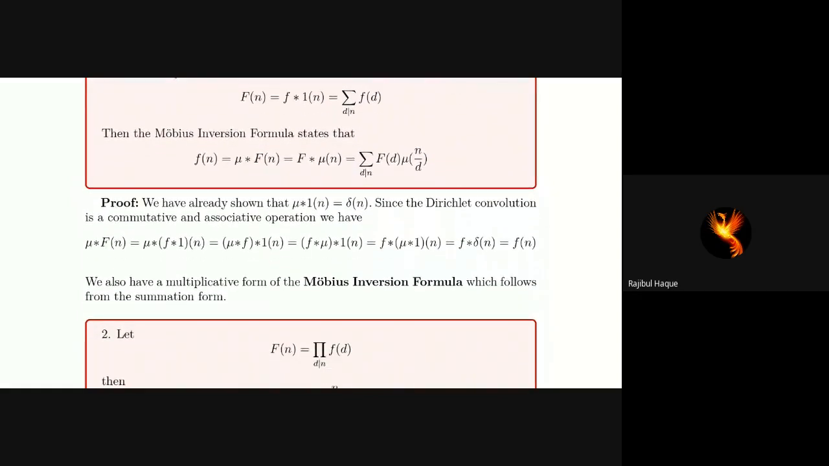Then we use the associativity property of Dirichlet convolution, and we take mu and small f together, and then we use the commutative property on them and replace it. Then we again use the associativity property to take mu product 1 together, which will give us delta. Delta plays as an identity to all the arithmetic functions with respect to the Dirichlet convolution, and this will give us small f n. So the left hand side is equal to the right hand side.